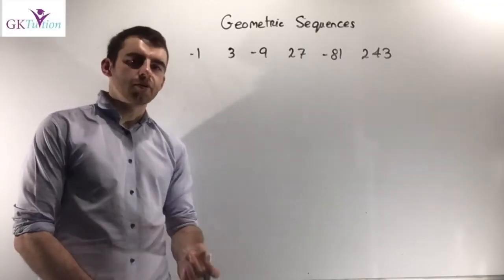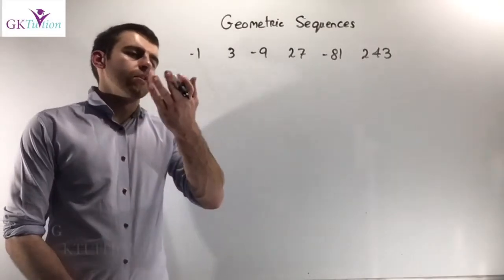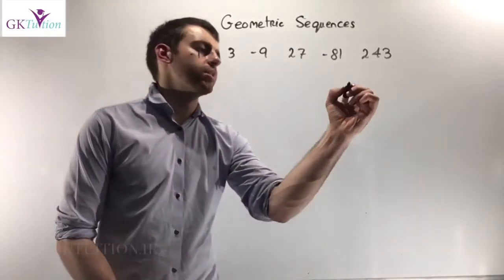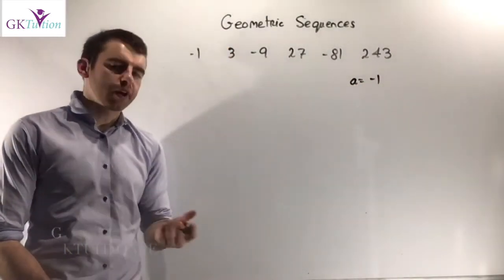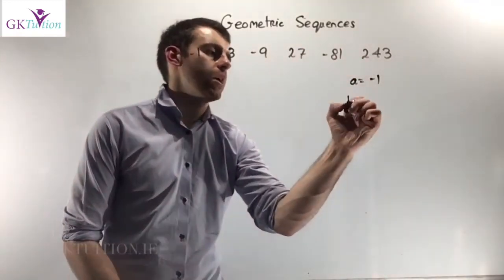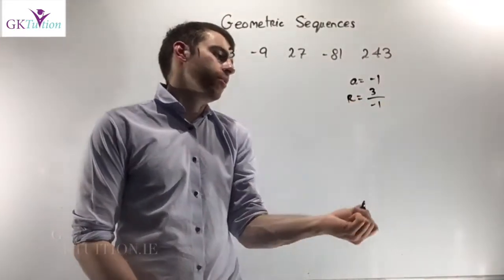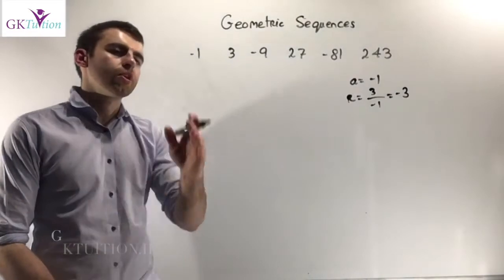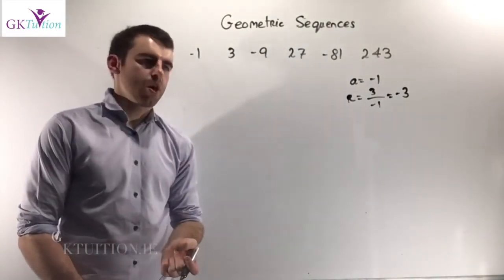Okay, I want to talk to you about another bit of theory in geometric sequences now. What I've done is I've just drawn out a geometric sequence here. Clearly by looking at this one, you can tell that the first term in this geometric sequence is -1. And to work out the common ratio, it's always any term divided by the previous term. In this case, for example, the second one divided by the first one gives me -3. In other words, to go from any term to the next term, you're just multiplying by -3.